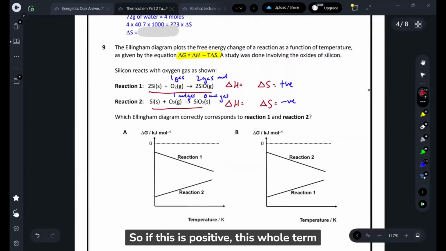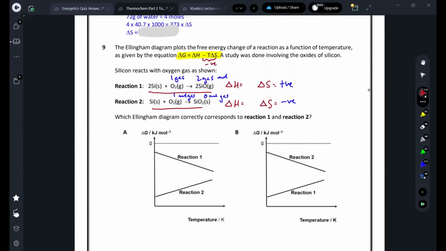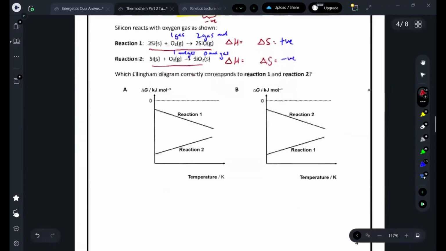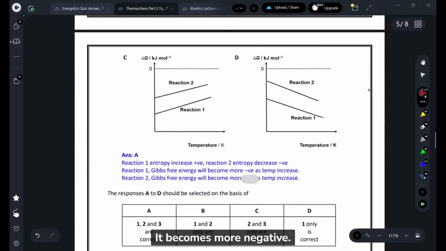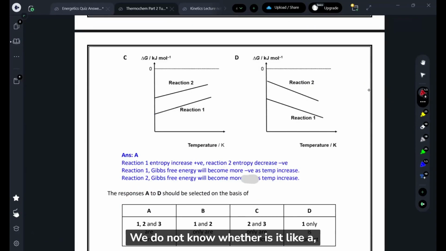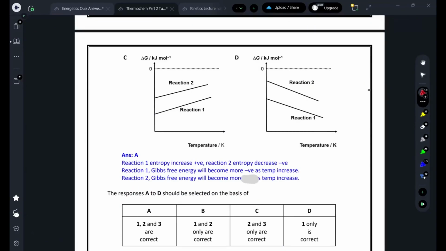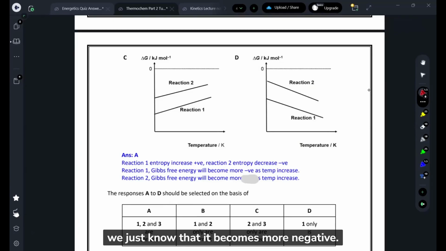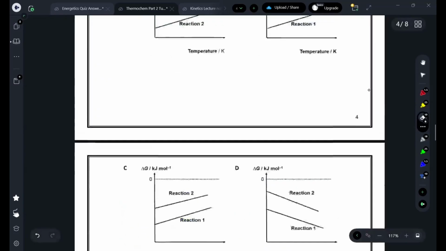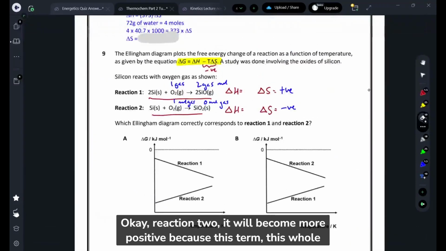Okay, so if this is positive, this whole term will be negative. As temperature increases, what do you think happens to it? It becomes more negative. We do not know the numerical value because they never give it to us. We just know that it becomes more negative. So for reaction 2, it will become more positive.